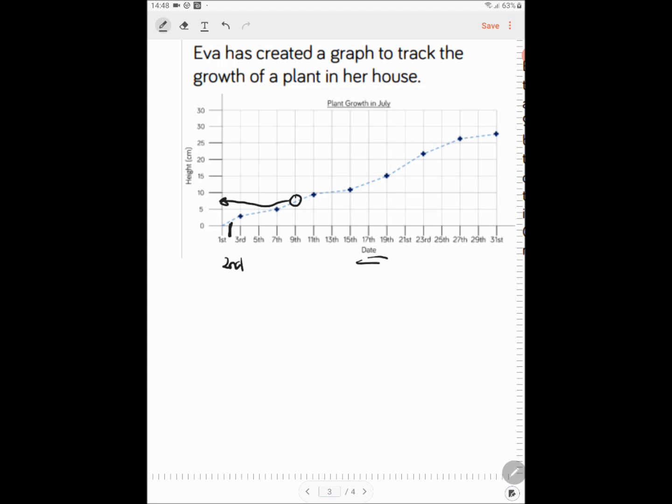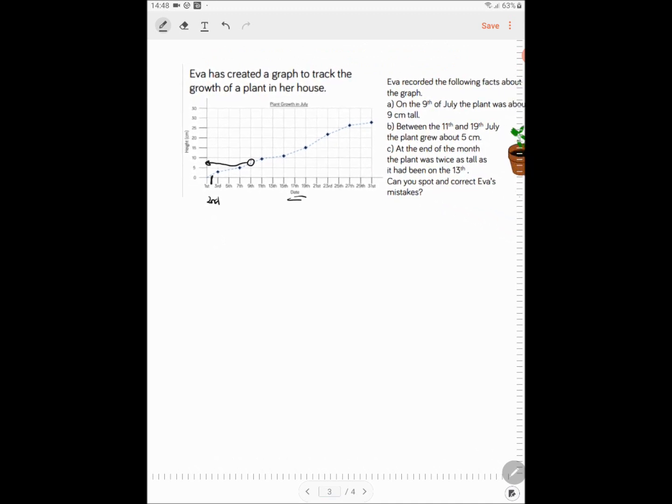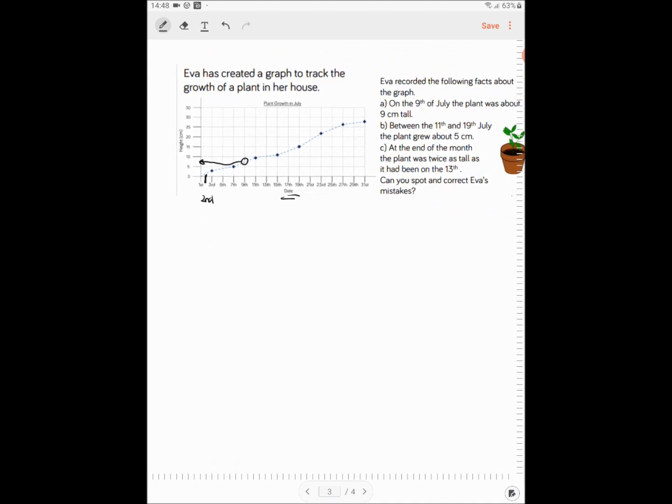It might be slightly below 9 centimetres tall, but that's not too bad. Now, obviously, when you're doing it at home on your own, you hopefully would use a ruler or the edge of a book or something that has a straight line, rather than me, where my line was very wobbly there. So between the 11th and the 19th of July, the plant grew about 5 centimetres.